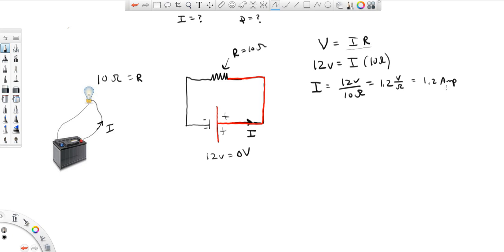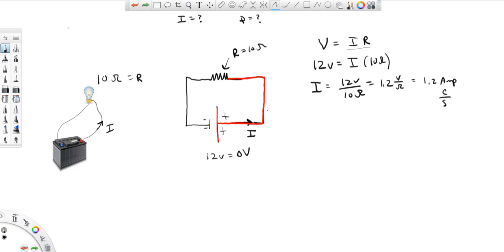And a little reminder, what is an amp? It's a coulomb per second. A very important fundamental of circuits. Again, if I took a current measurement here, here, or here, it would be 1.2 amps. The current in a single loop circuit like this is the same everywhere.